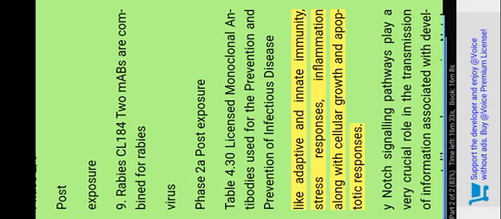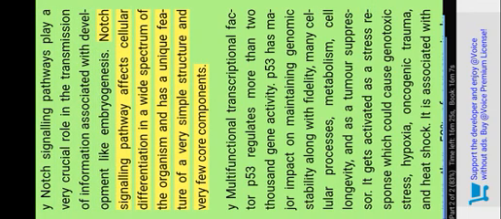Like adaptive and innate immunity, stress responses, inflammation along with cellular growth and apoptotic responses. Notch signaling pathways play a very crucial role in the transmission of information associated with development like embryogenesis. The Notch signaling pathway affects cellular differentiation in a wide spectrum of organisms and has a unique feature of a very simple structure and very few core components.